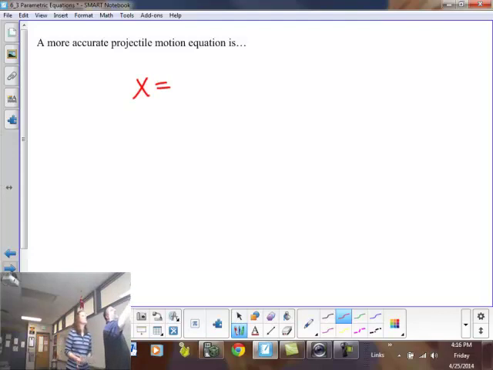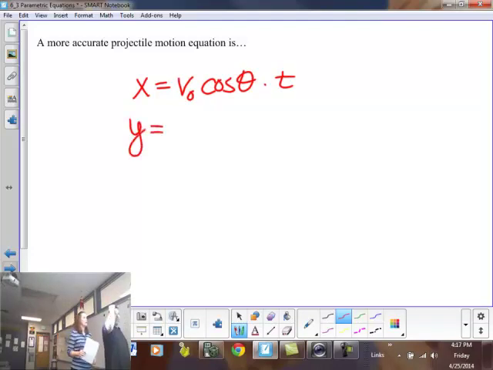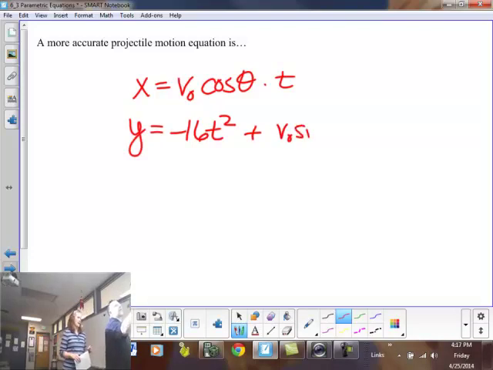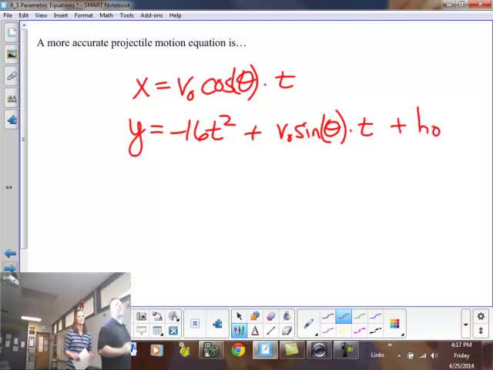All right, so x is going to be v naught cosine of theta times t, the parameter. The vertical component is going to be negative 16t squared, because that's not going to change, plus, but instead of our v naught t, we're going to have v naught sine theta times t. Now keep in mind, the angle is what you're taking the sine and the cosine of, not the angle times t. So it's sine of the angle, close the parentheses, then times t, and then plus our original height, h sub 0, h naught.